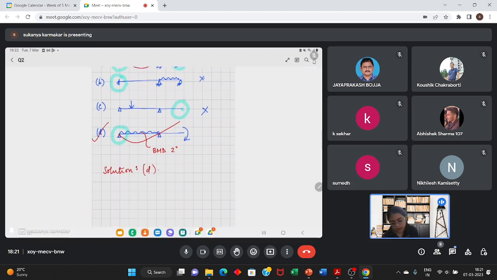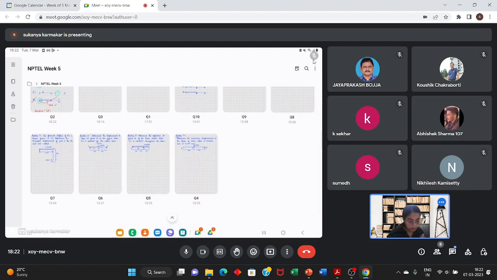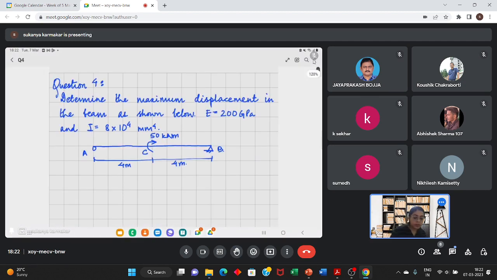So this question is clear. So moving to the next question. This is the same structure as we had encountered earlier. So in this question, you will have to calculate the maximum displacement in the beam. So what do you understand by maximum displacement? And I want you to use the concept of conjugate beam.